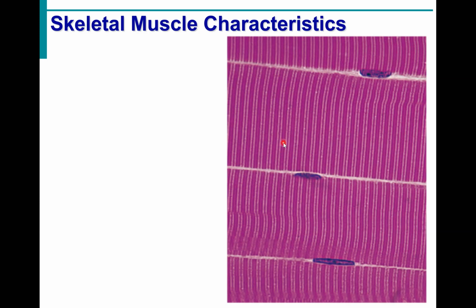Yeah, so again, these things are so precisely arranged that we have a light region with a dark strip in it, a dark region with a light strip in it, and that's because these proteins are so perfectly aligned. So we can see that.